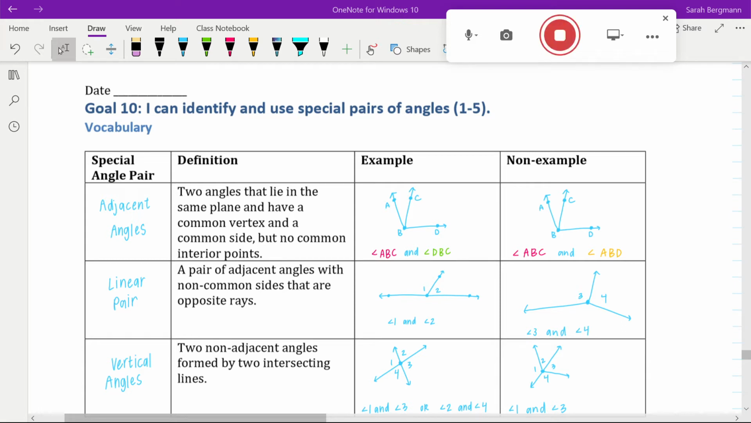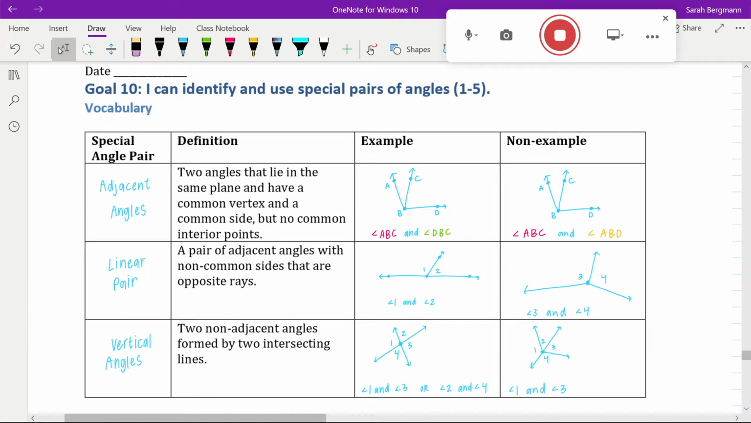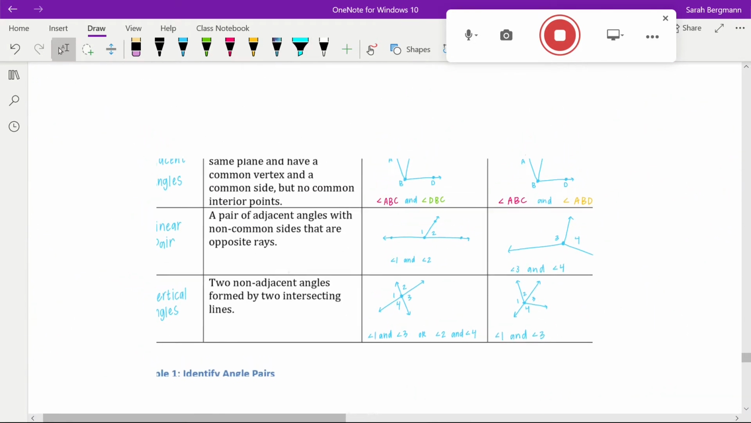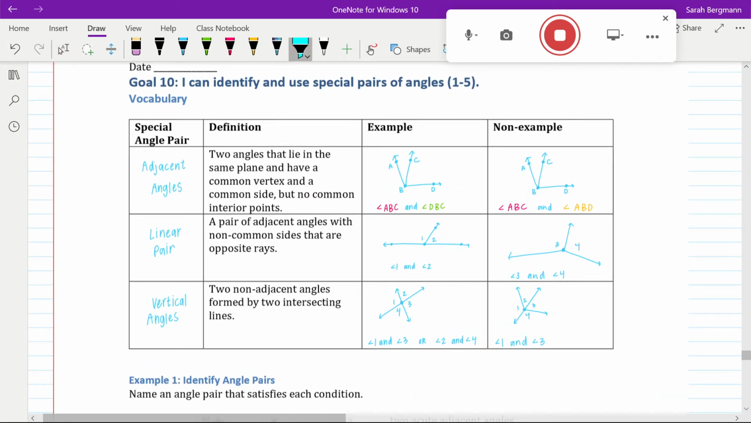What's up, guys? The first part of today's video is about identifying and using special pairs of angles. I have already listed out 3 different special pairs of angles here. I'm going to go over them with you.